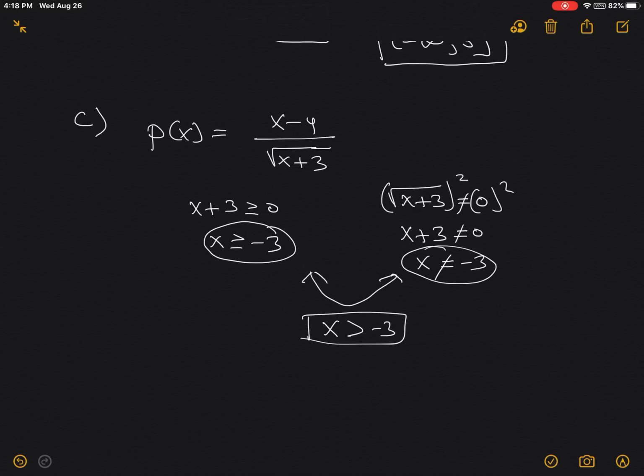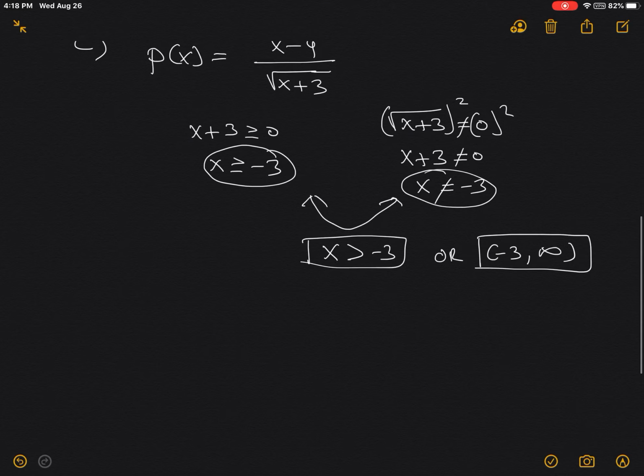So there's your inequality notation answer, and your interval notation would be -3 to positive infinity. Do I have to write both on a quiz or a test? No, you could just write interval notation for me, but I'm practicing both with you.